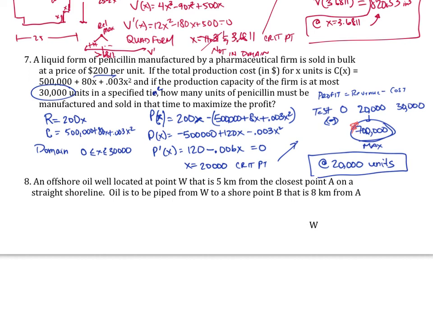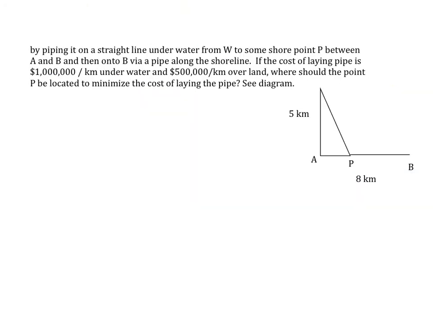All right, let's take a look at this last one here. It says an offshore oil well located at a point W that is 5 kilometers from the closest point A on a straight shoreline. Oil is piped from W to a shore point B that is 8 kilometers from A, by piping it on a straight line under the water from W to some shore point P between A and B, and then onto B via pipeline across the shoreline. If the cost of laying the pipe is $1 million per kilometer under the water and $500,000 over land, where should point P be located so as to minimize the cost of laying the pipe?